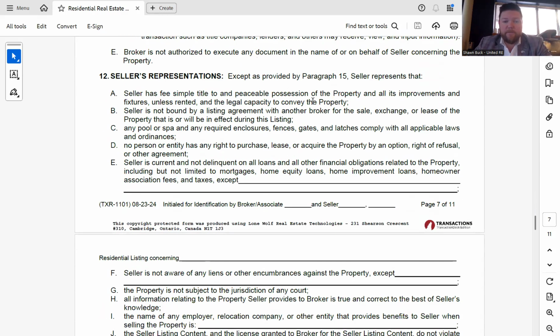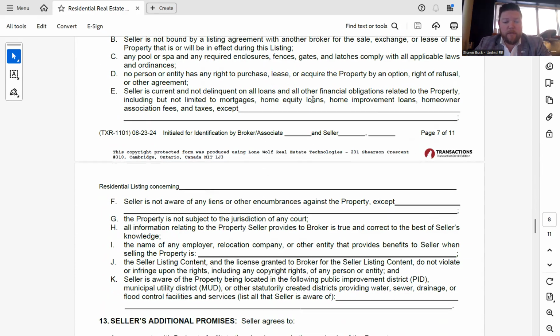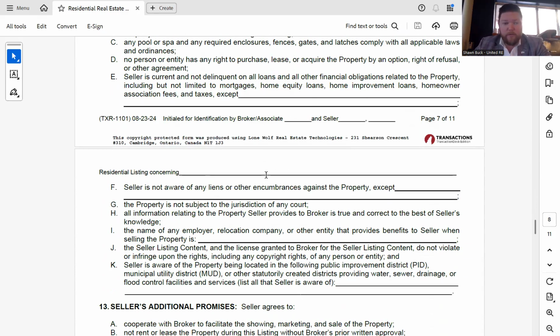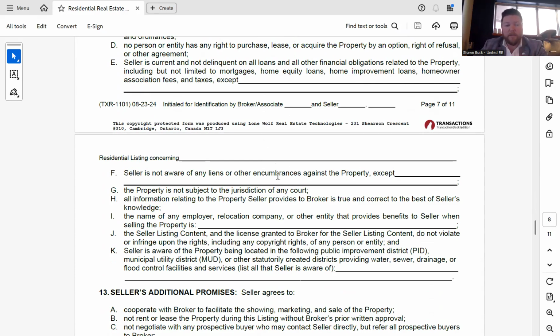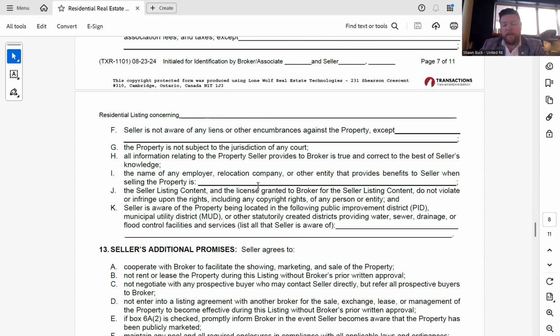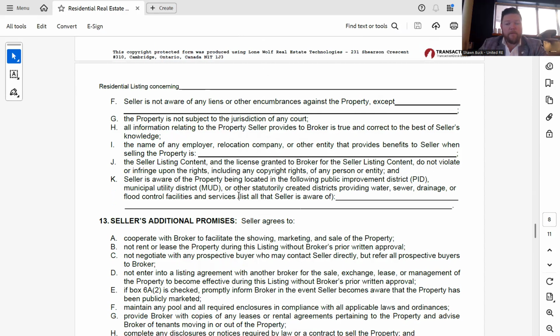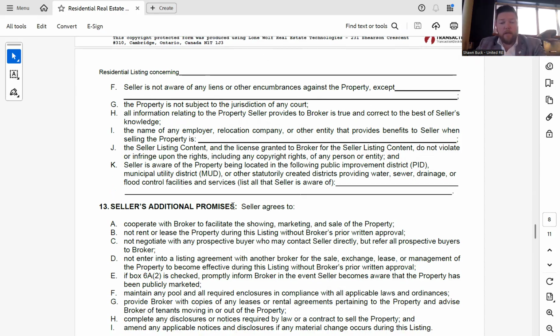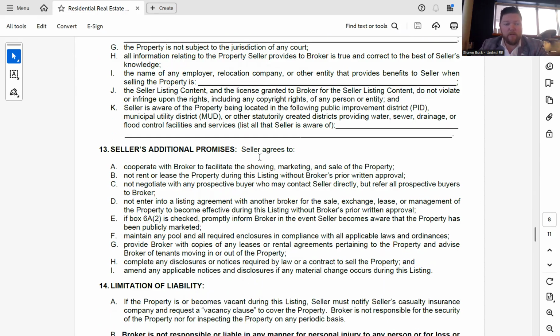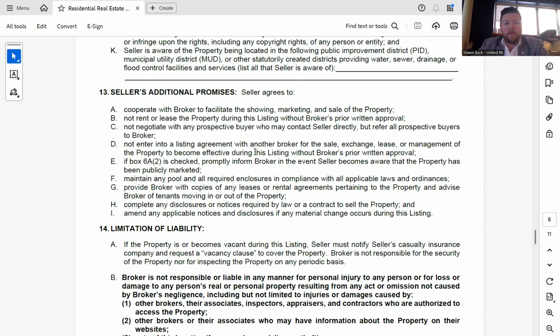And seller representation, we're representing the seller. There's disclosing if there's any other encumbrances against the property, liens, and title will obviously open title and find things as well that sometimes you may or may not know about. So there's a relocation company, we have to know that. Districts, providers, sewer, drainage, flood facilities, MUD districts, PID districts, FEMA flood, we'd have to disclose those types of things. Obviously, seller agrees to cooperate with a broker to facilitate showings, marketing, and sale of the property.